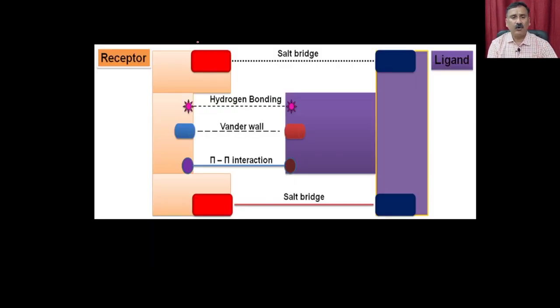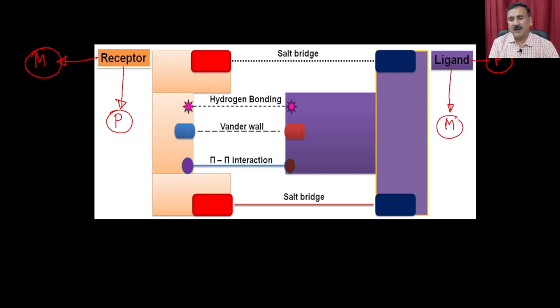Now, if you want to do affinity chromatography, you have the receptor, which is going to interact with the ligands. At this stage, the receptor has two options. Either the receptor can be tagged with the matrix, and then you can put the ligand onto the protein, and that is how you can use this pair for protein purification. Or alternatively, the receptor can be tagged to the protein and the ligand can be put onto the matrix. In that case, you can also purify the proteins.